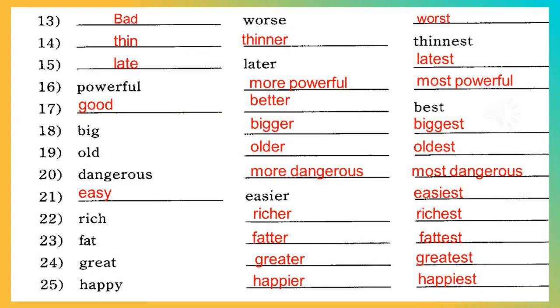Let's continue with the exercise. Bad, worse, worst. Thin, thinner, thinnest. Late, later, latest. Powerful, more powerful, most powerful. Good, better, best. Big, bigger, biggest. Old, older, oldest. Dangerous, more dangerous, most dangerous.